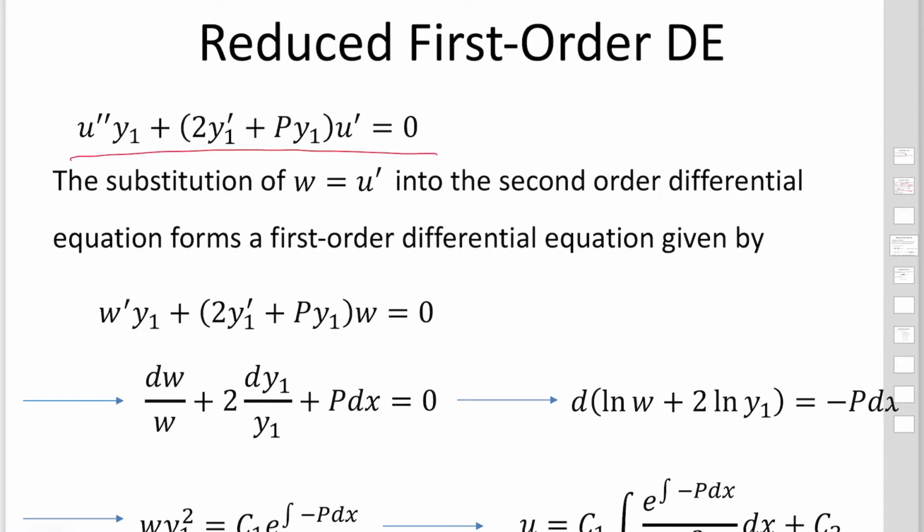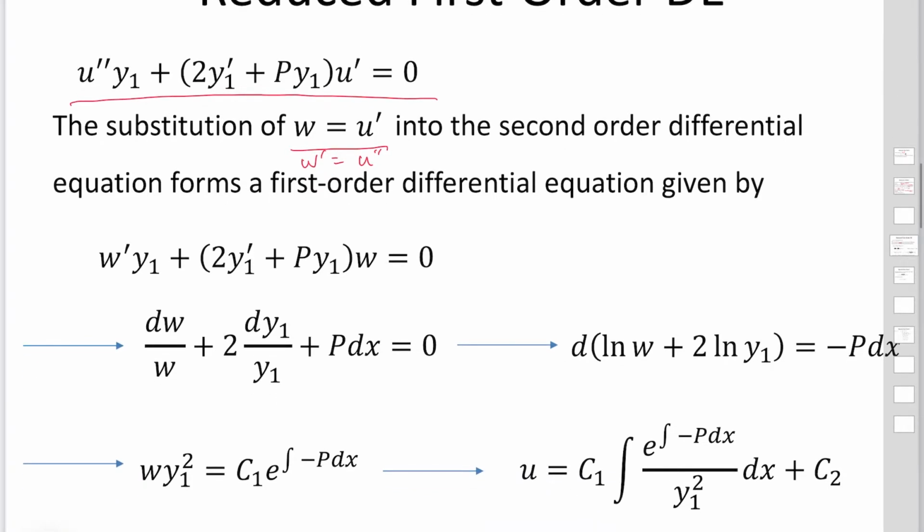If you look at this equation, there is no u term, so we can use the substitution method. Let w = u' in the second order differential equation. Then w' = u''. So we have w'y₁ + (2y₁' + py₁)w = 0, a first order differential equation in w.